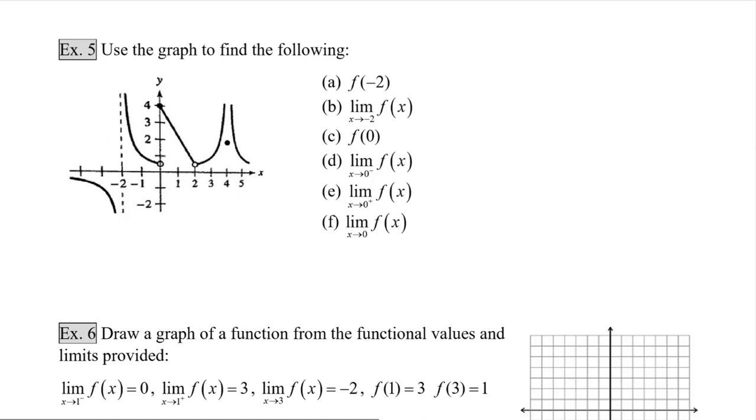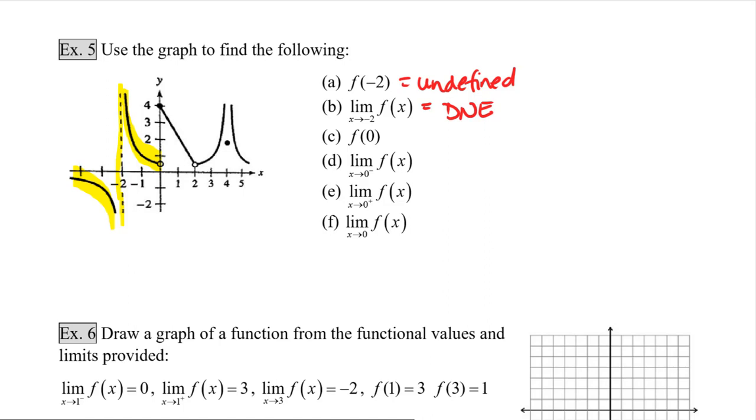Example 5, use the graph to find the following. A, f of negative 2. When we look here at negative 2, we actually have a vertical asymptote. So that means that f of negative 2 is undefined, or doesn't exist. Part B, we're going to find the limit of f of x as x approaches negative 2. Well, from the left, we're approaching negative infinity, and from the right, we're approaching positive infinity. Since we're approaching positive and negative infinity, this limit does not exist.